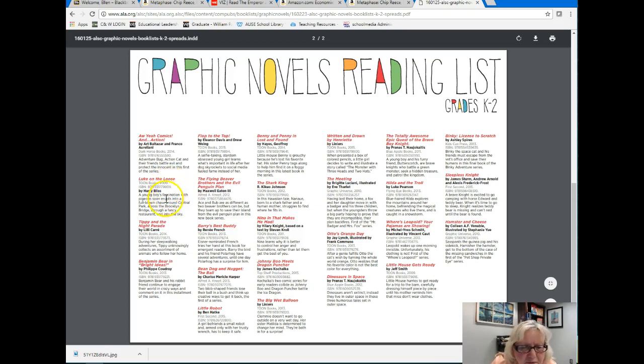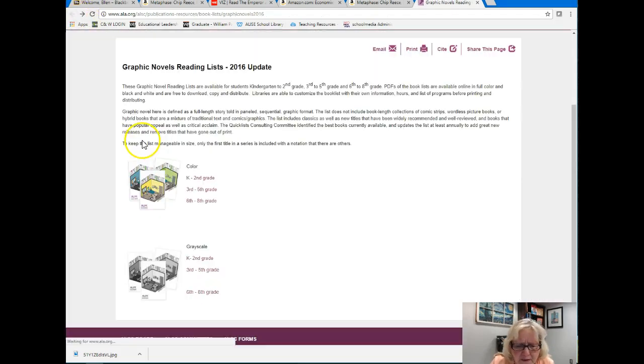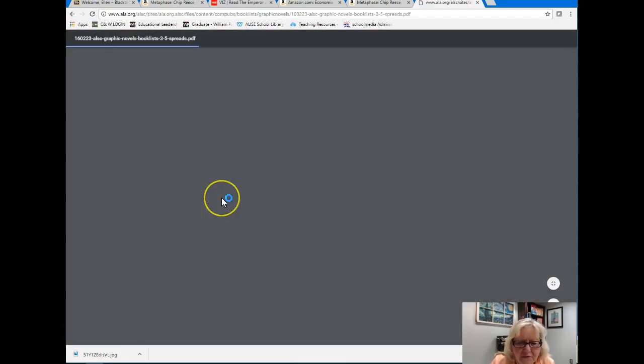I don't know if Luke on the Loose might be an easy reader book. Hamster and Cheese, I think I've seen those. Those are cute. Graphic Universe. Again, you get used to First Second having a lot, and Ben Hatke, he had something out I really liked. You get used to the publishers that tend to put out the better quality books. And then they have 3rd to 5th grade.